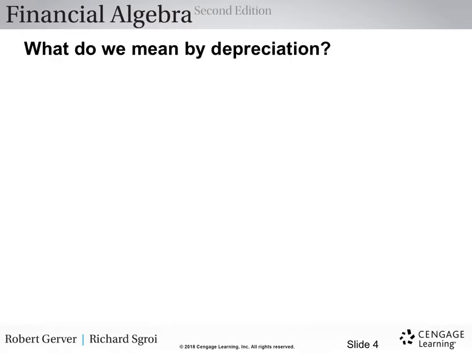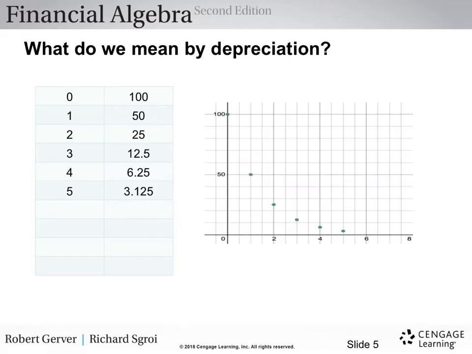So what exactly do we mean by this word depreciation? If I were to take a number, say 100, okay, and consecutively take half of 100, which would yield 50, half of 50, which would yield 25, half of 25, which would equal 12.5, half of 12.5, which would equal 6.25, and half of 6.25 equals 3.125. Now I could keep going on forever. But if I were to graph that, notice what happens with the graph.